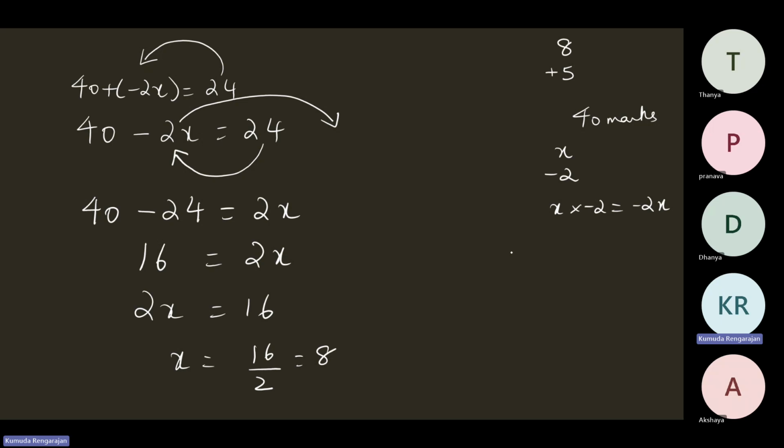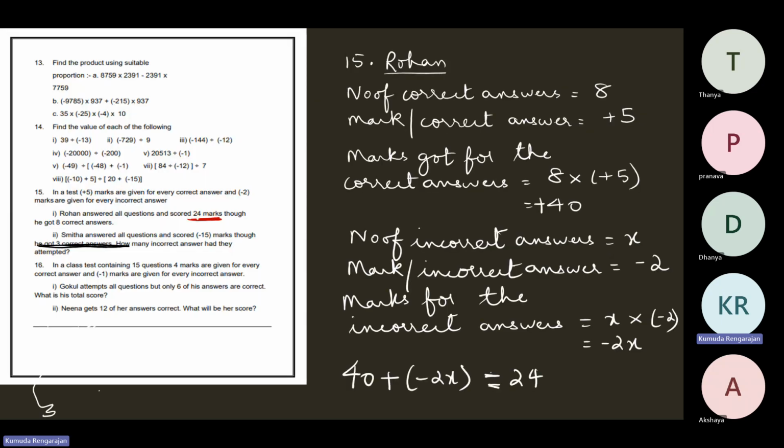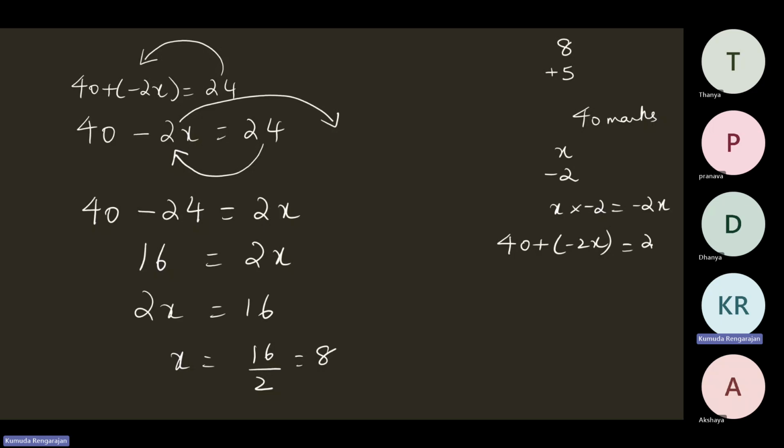Now put these two together, 40 and minus 2x. The marks for incorrect and correct answers together is his total marks. Rohan's total score is 24. So 40 plus minus 2x is equal to 24. So now there's an equation. We'll have to solve this. When you open the bracket, plus into minus is minus. 40 minus 2x is equal to 24.